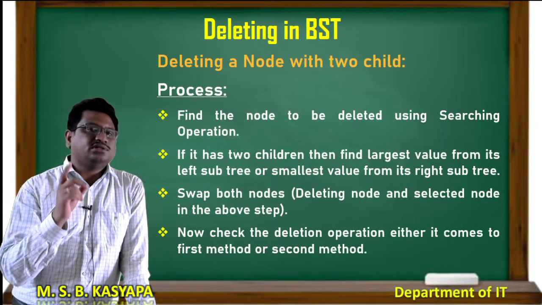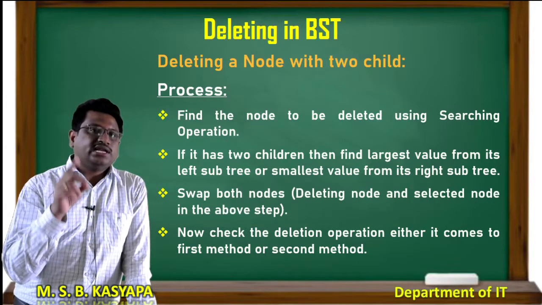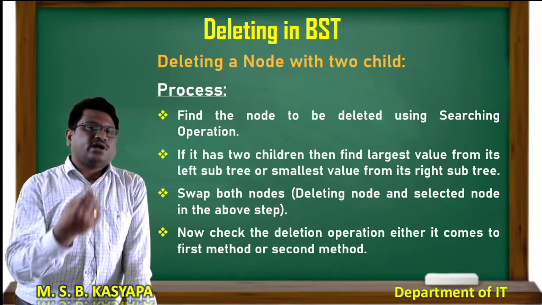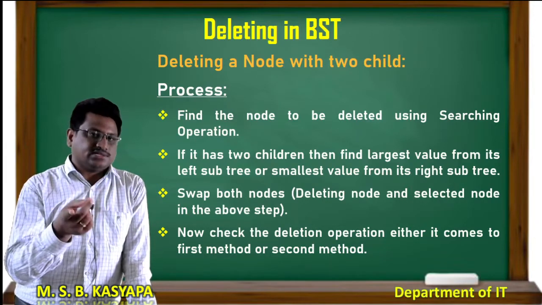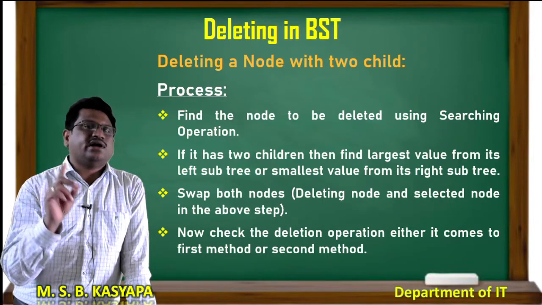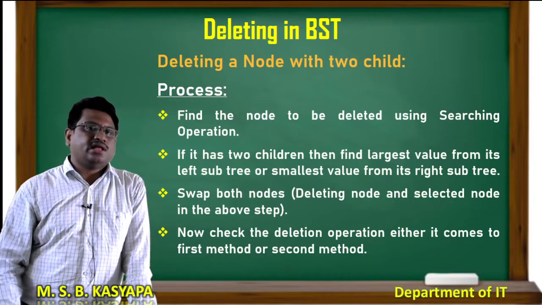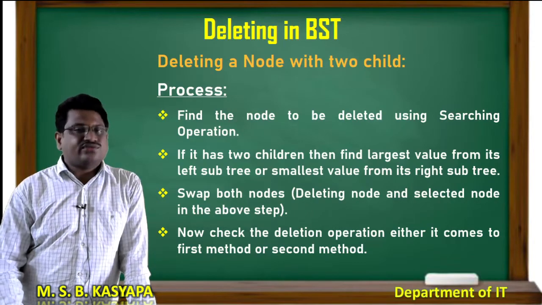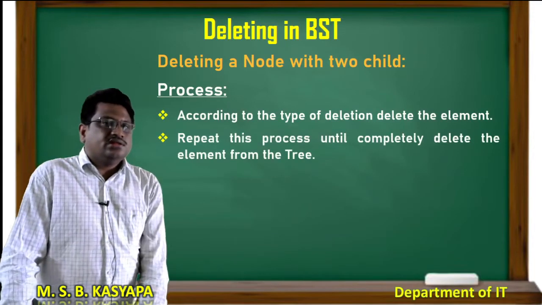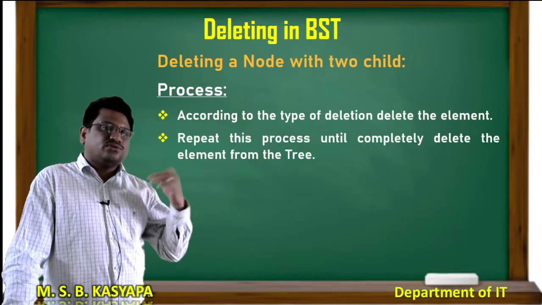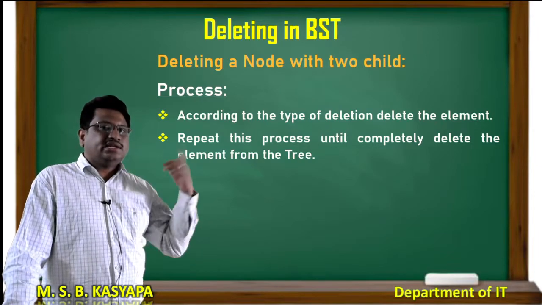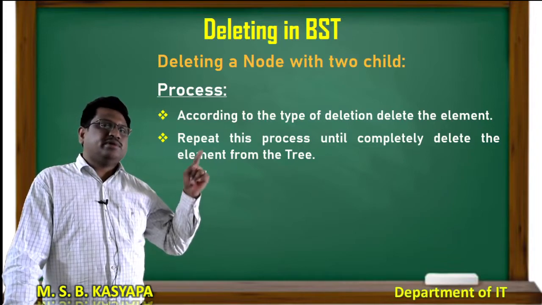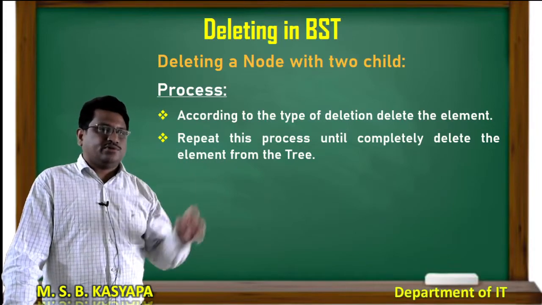So, once I have done the swapping process, it can be converted into either type 1 or type 2. After converting like that, I can delete a value with the help of the previous methods. If after swapping I still do not get type 1 or type 2, then I have to repeat that process until it can be converted into a type 1 or type 2 process.